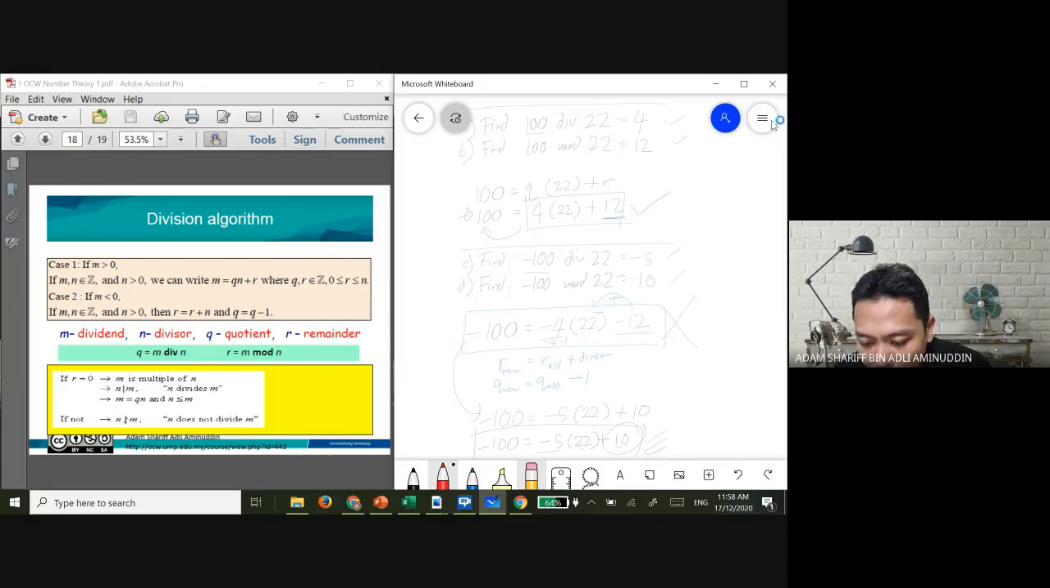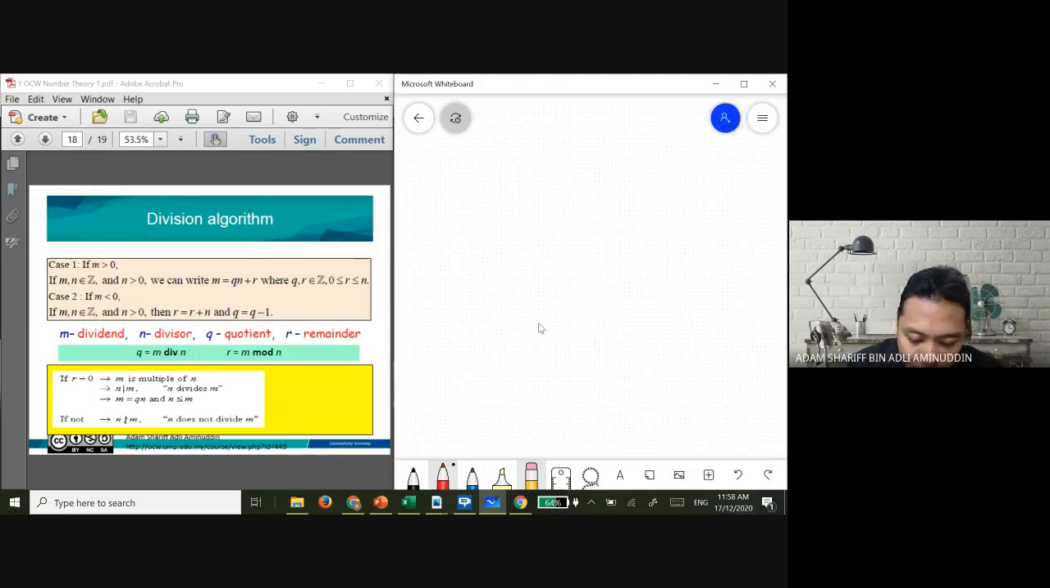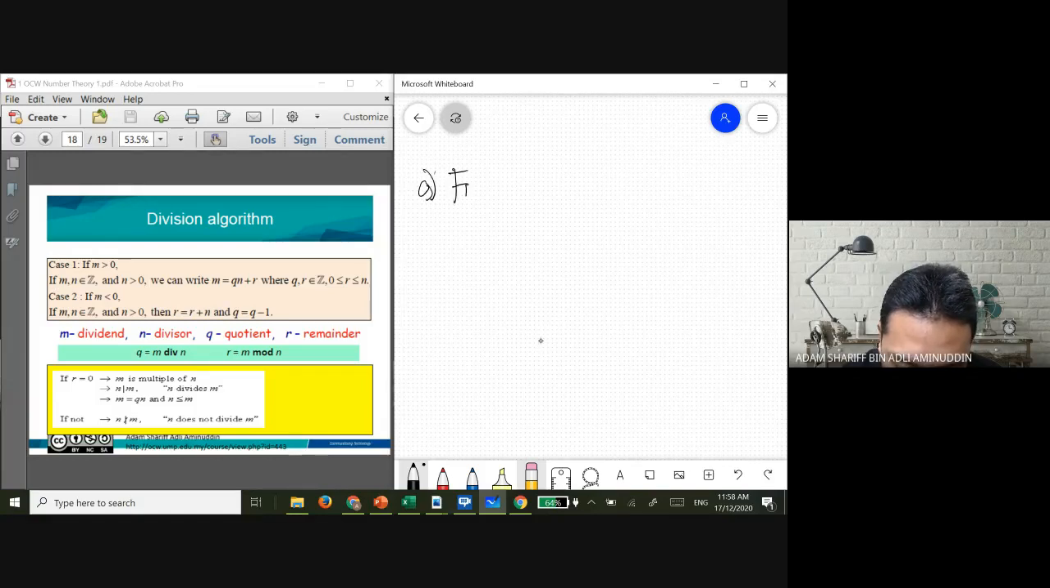Kita buat satu latihan terakhir sebelum saya habis lecture ni. Saya nak kamu cari soalan ni. Mudah saja, saya cuba buat 73 div 8.